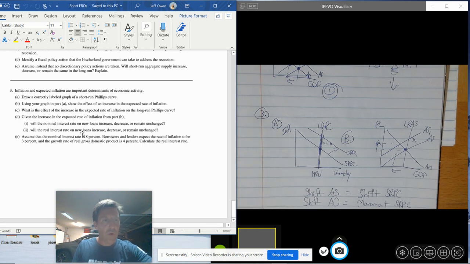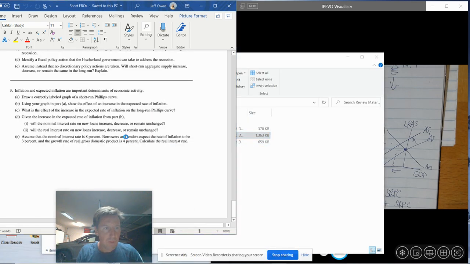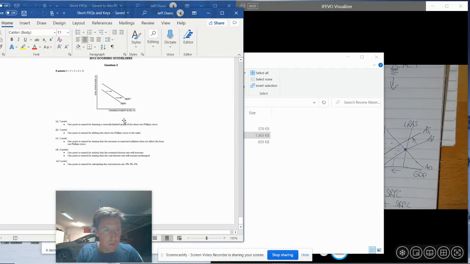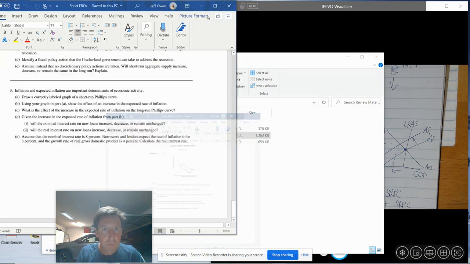Will the real interest rates on new loans increase, decrease, or remain unchanged? Ooh. So there's an increase in the expected inflation rate. Will the real interest rates increase, decrease, or stay the same? I'm gonna have to cheat on this one. I think that's gonna remain unchanged. Let's cheat. This is 3D2. Yeah, it's gonna remain unchanged. Cool. Whew, close call on that one.